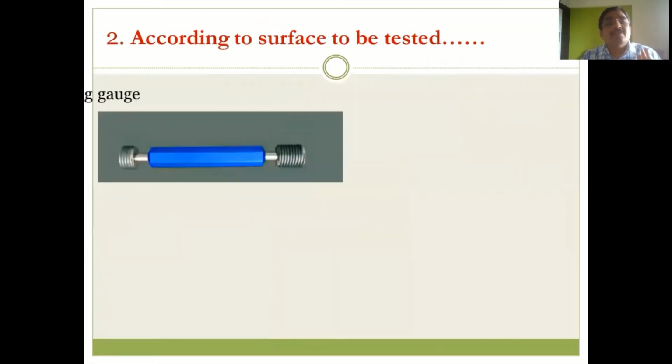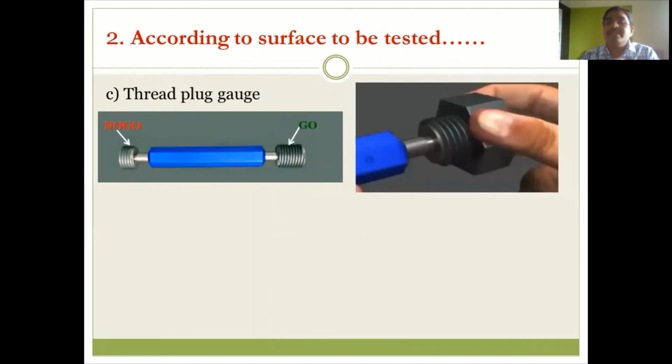Then the third one is the thread plug gauge. There is also a go and no go end there. In the thread plug gauge, if you want to check the internal threading, generally in a nut there are internal threads. And here again we enter the go end. If it goes in, and the no go should not enter, we are rotating it there. If it does not go in, then we can say that yes, that nut has to be accepted.